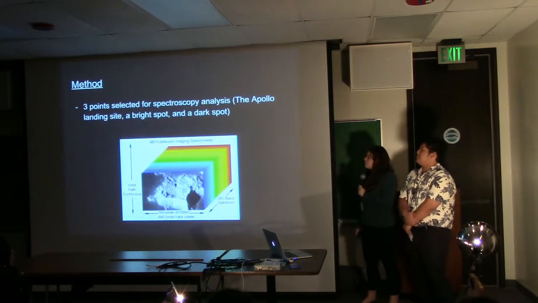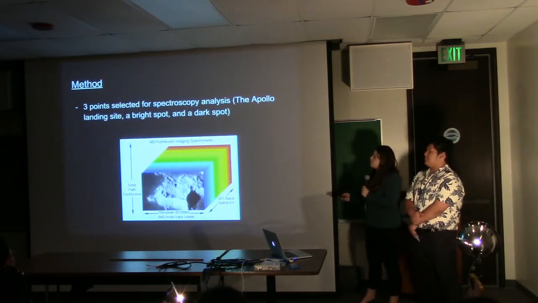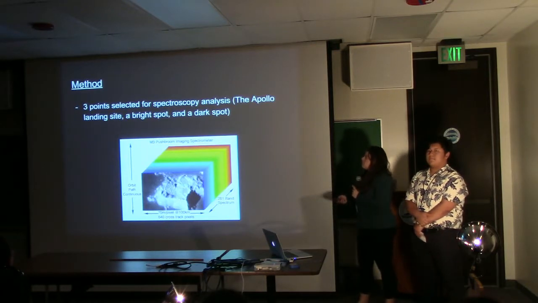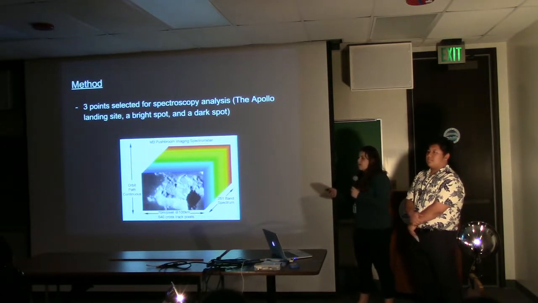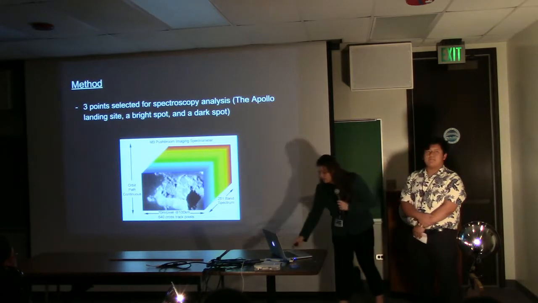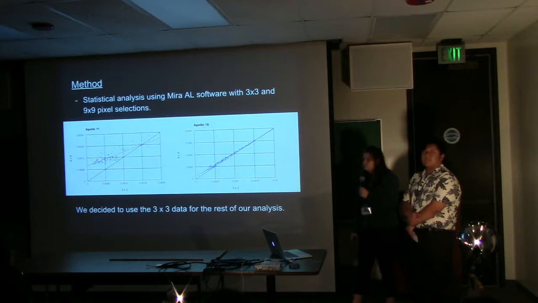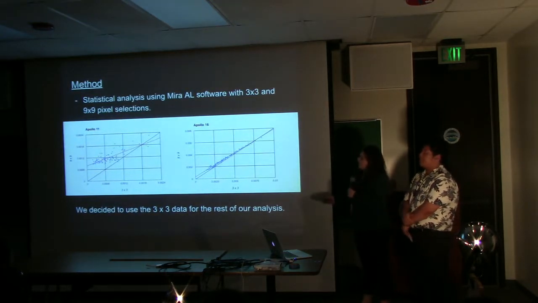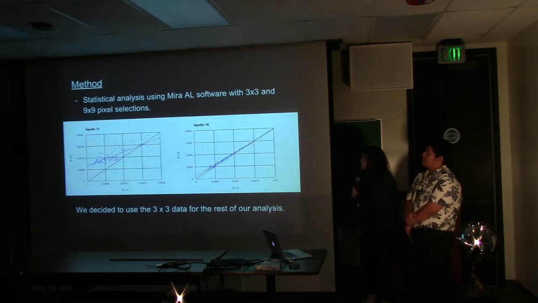For the method, we actually selected 3 points in each of the landing sites: the actual Apollo landing site, as well as a bright spot and dark spot. And we did this so that we could actually see the amount of variance within each of the landing sites. Variance in brightness, by the way. So anyways, for the method, we used mare AL software to perform statistical analysis.